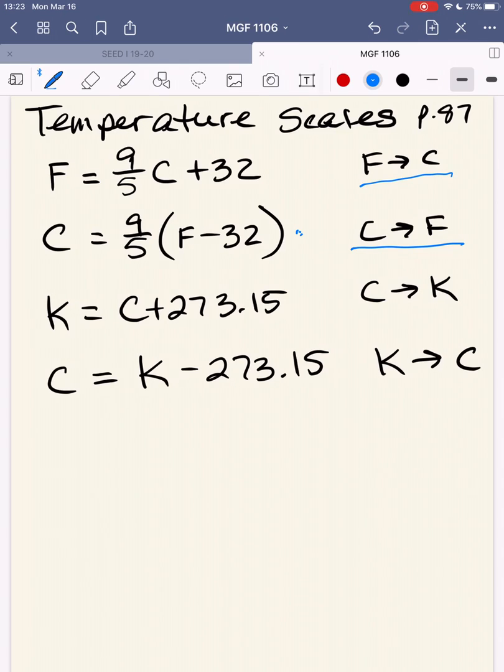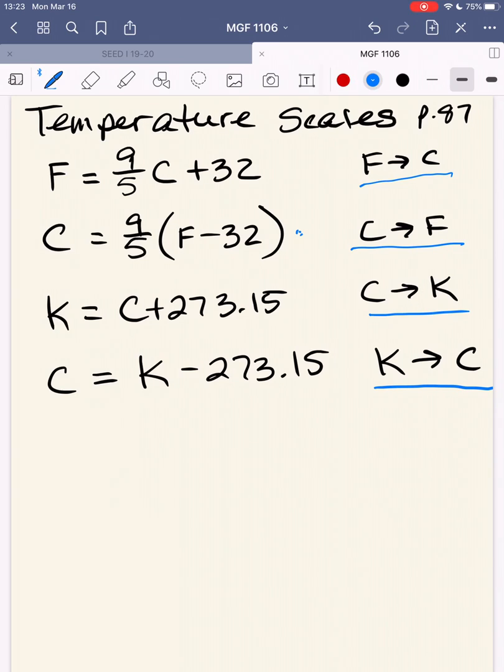And then we have another temperature scale that you'll hear a lot over in the sciences. You'll hear the term Kelvin. If we want to go from Celsius to Kelvin, it's this formula here. And from Kelvin to Celsius, it looks exactly the same. We just swap out the K and the C and put a subtraction instead of an addition.